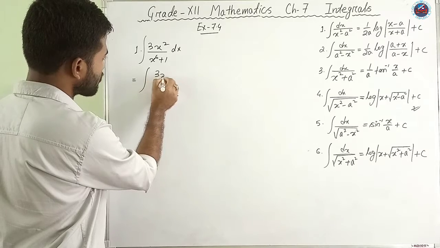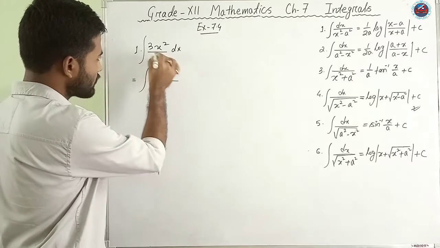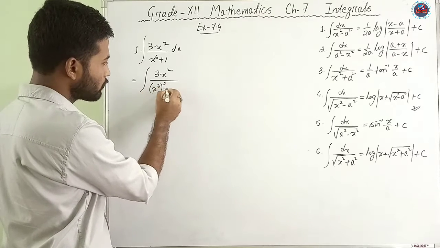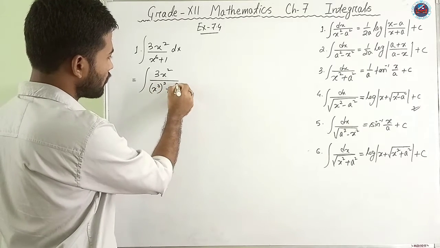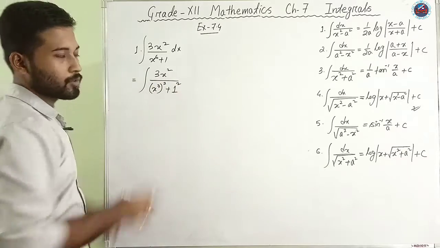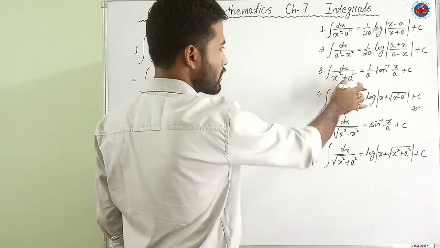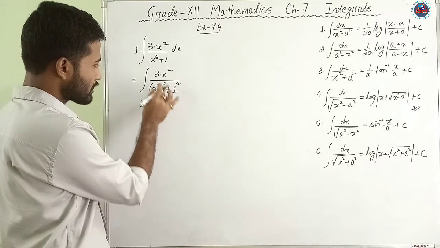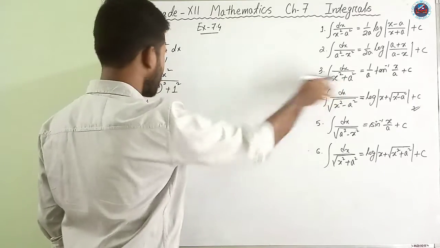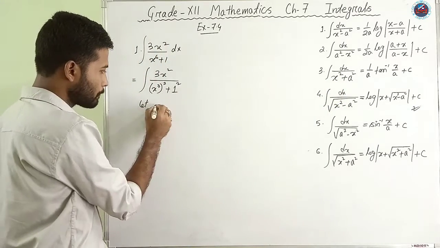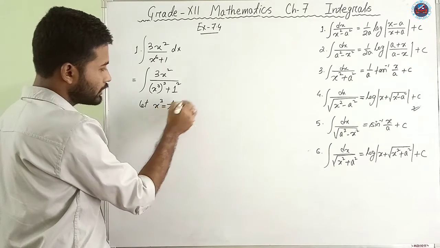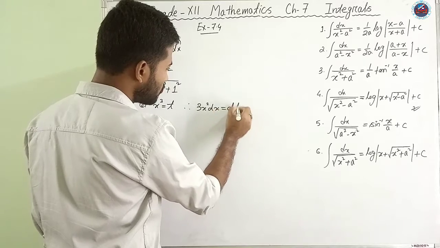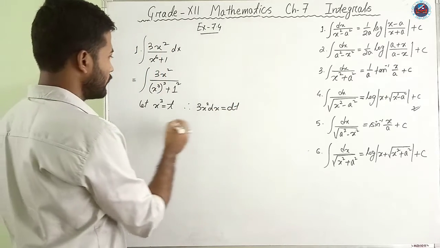Here I can write this as 3x squared divided by, and this x to the power 6 I can write as (x cube) whole square plus 1 square. Now this denominator looks like what? Looks like this one, isn't it? x square plus a square. Now let us substitute this x cube, because here we have only x but here it is x cube. Let x cube be equal to t, therefore 3x squared dx will be equal to dt, fine.